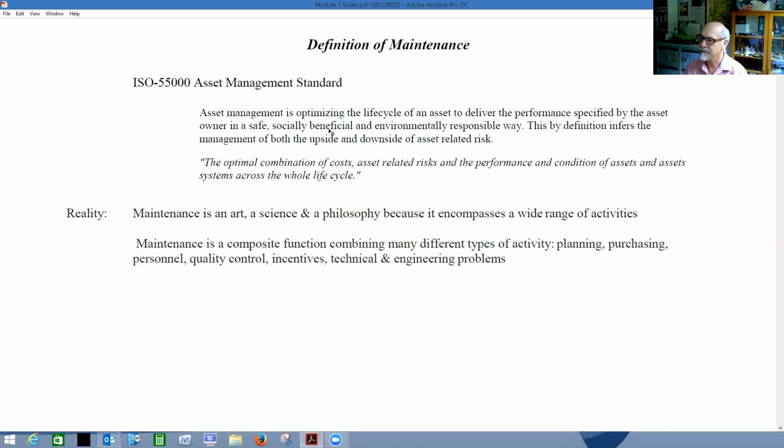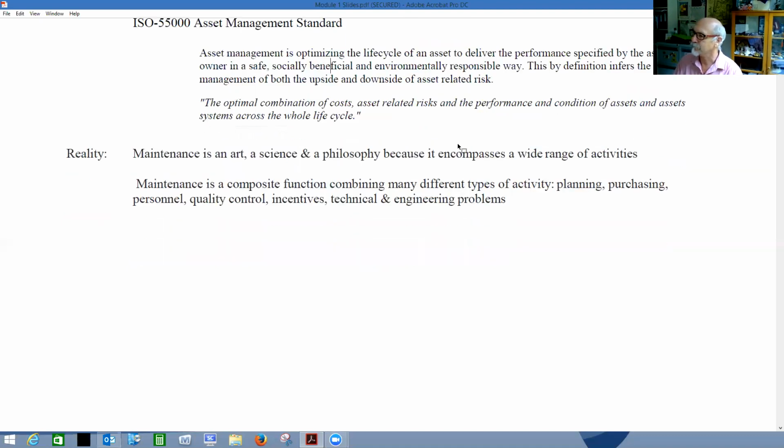Now, maintenance is a composite function combining many different types of activity: planning, purchasing, personnel, quality control, incentives, technical and engineering problems. So I'm sure if you've had some experience in maintenance engineering, you'd appreciate that it certainly covers all those things. If you're new to maintenance management or asset management, you'll find again it has things that obviously are interrelated like that, but there are lots of other things as well. Safety as well might be another example.